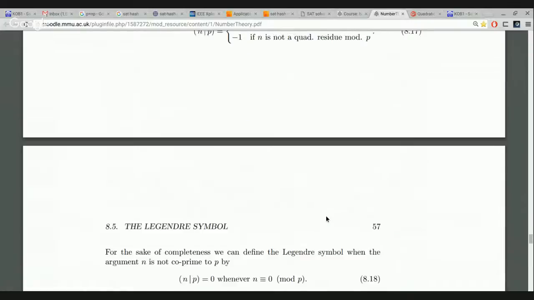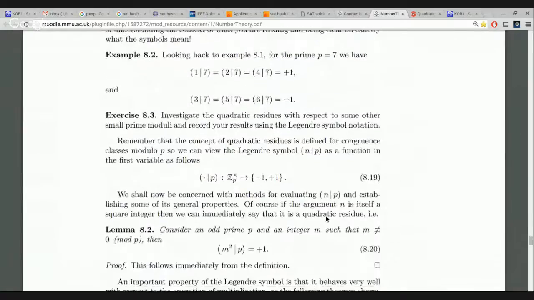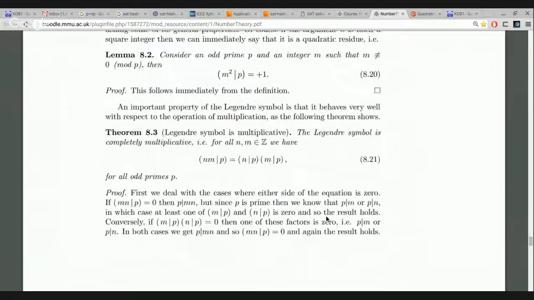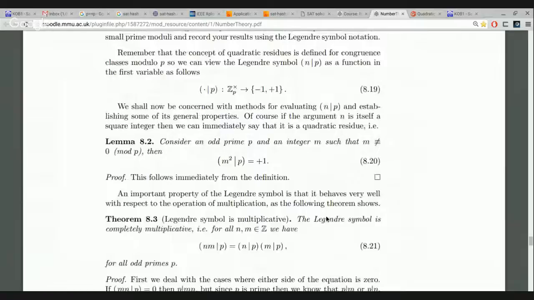A couple of the results we looked at last time were concerned with working with this Legendre symbol and starting to gather results about how it behaves. Two important things we looked at. Clearly, if something looks like a square, so m squared, of course, is a square. It's the square of m or minus m. You can tell that straight away. So if something is obviously a square, it has the value +1. It is a quadratic residue.